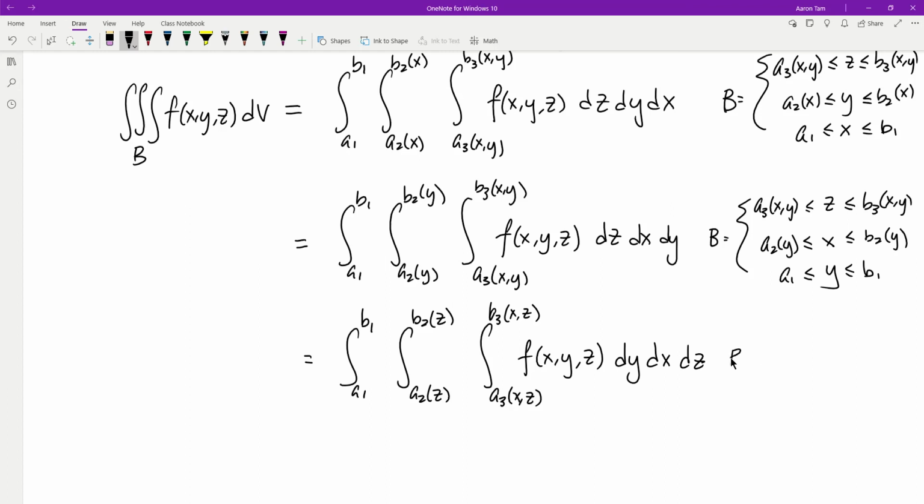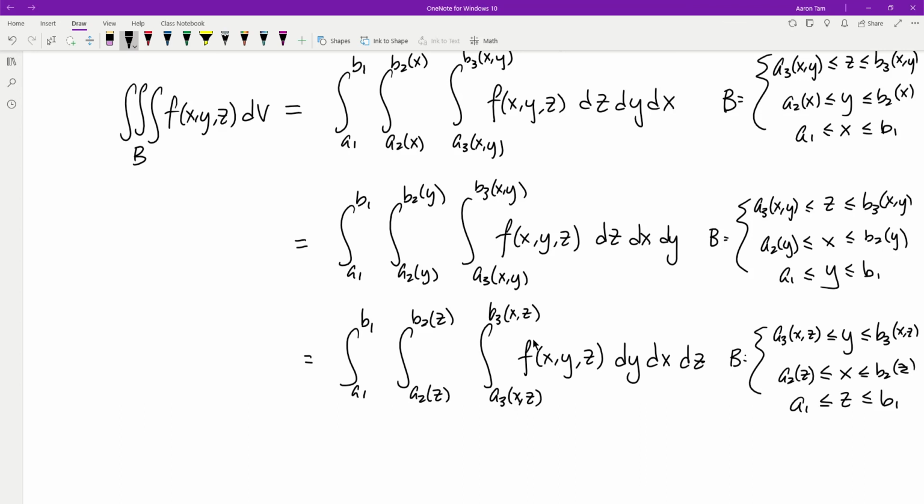So therefore in this case, I'm describing the region B as a sub 3 of x, z, a gap between, for y, the gap between. And then the middle one is x, that gap between a sub 2 of z and b sub 2 of z. And then the last variable is z, which gap between a sub 1 and b sub 1. So those are 3 separate examples, and there are 3 other ones, and I strongly recommend that you write them out on your own.